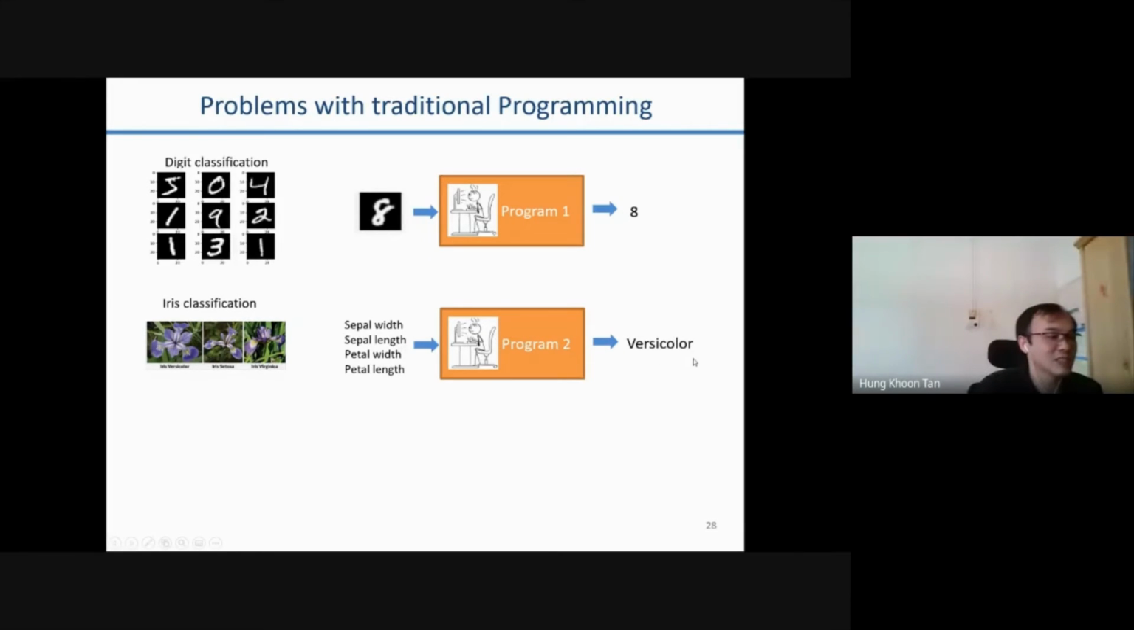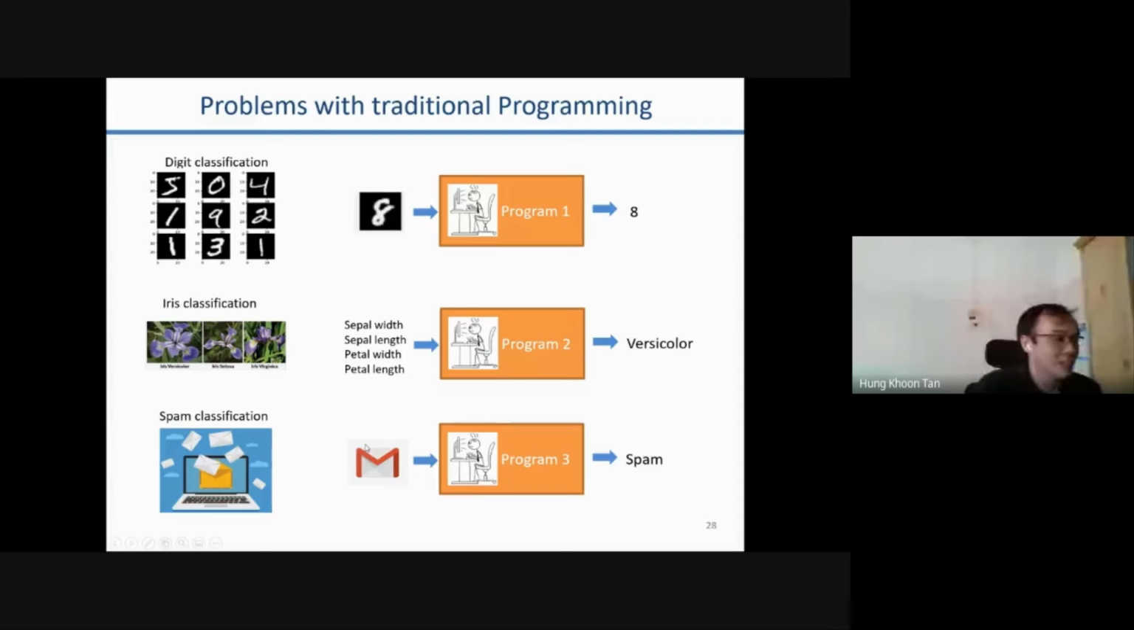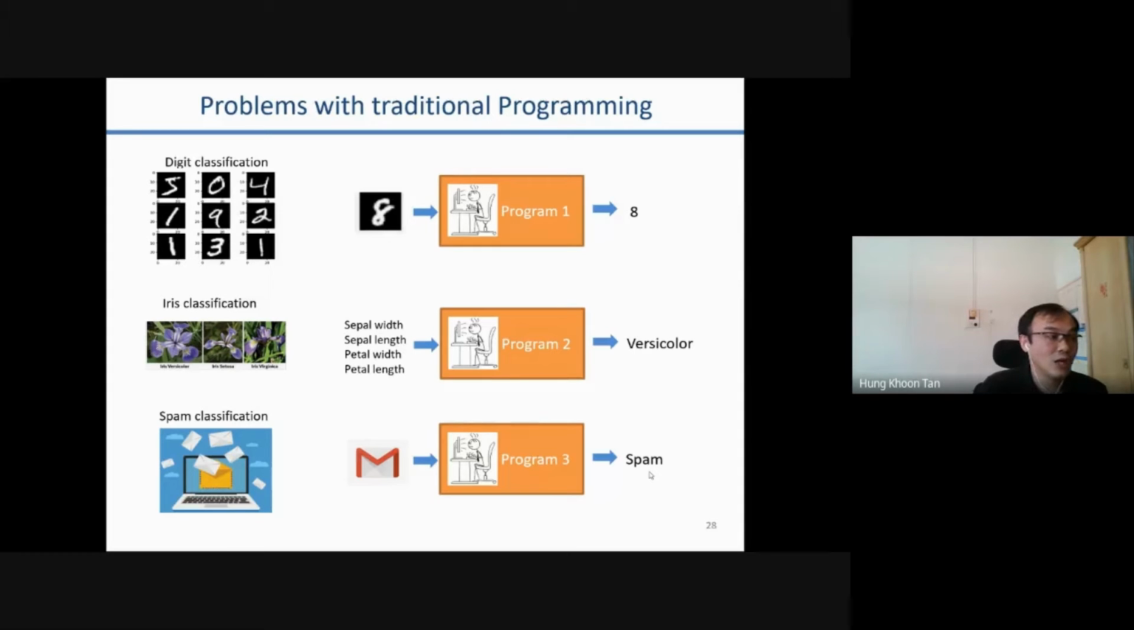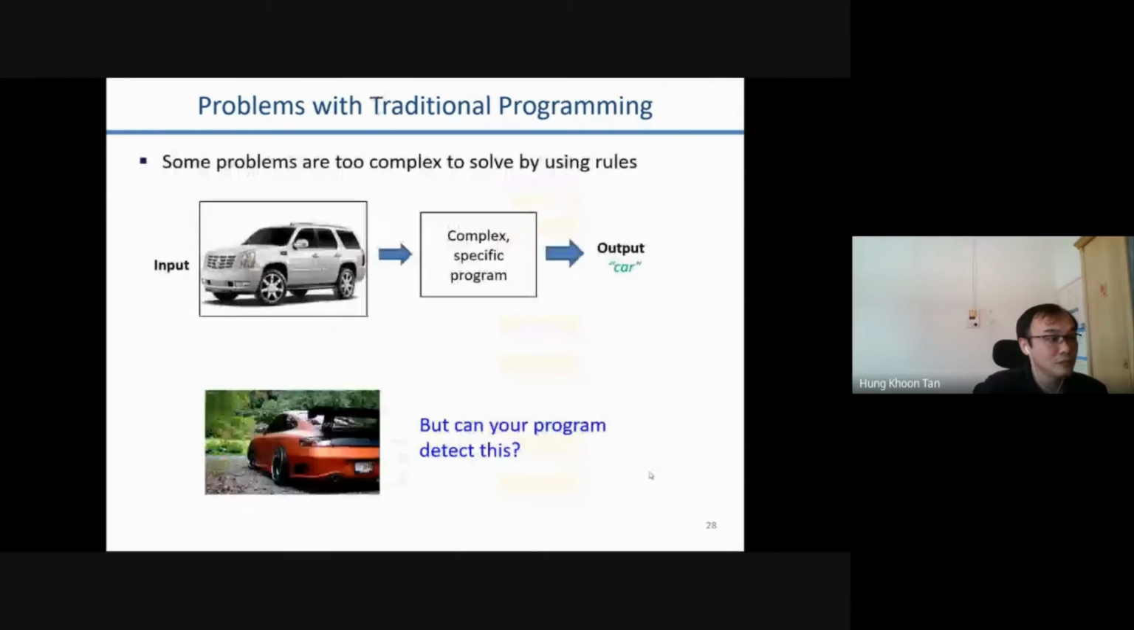Oh, this is a versicolor type of iris flower. And given yet another task, again you need another programmer to sit down and write yet another program to detect, for example, whether a given email is spam. That is how traditional programming is used to develop systems. For every single problem, you need to write a different program to tackle it. But there is a problem with this technique. Why? Because there are a lot of problems that are too complex to solve using our current technique.